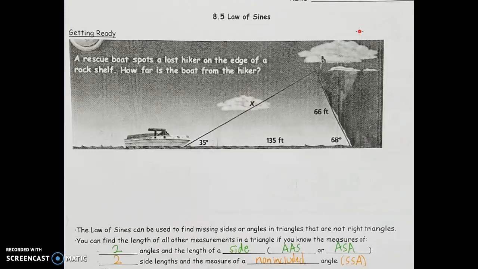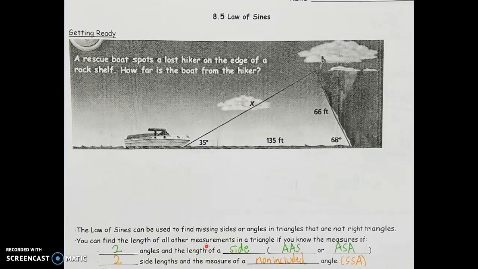So now that we've seen all three of those trig functions, sine, cosine, and tangent, we're going to expand on that by using the law of sines. The law of sines can be used to find missing sides or angles in triangles that are not right triangles. Compare that with the triangles that we've solved before, which have always had to be right triangles.